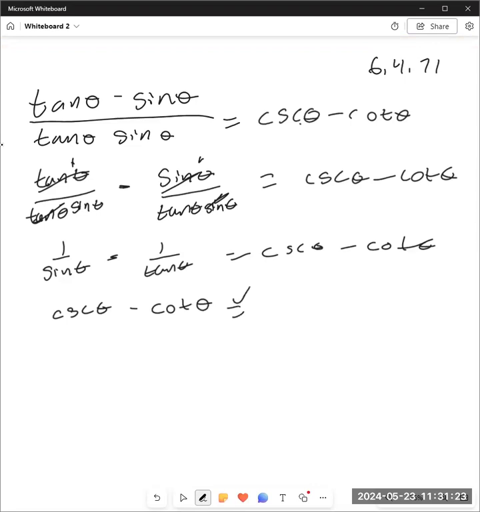I agree that's probably the most efficient way to address that problem. So we'll just leave it as that. Let's take a good look at that before we move on to 6.4.75.